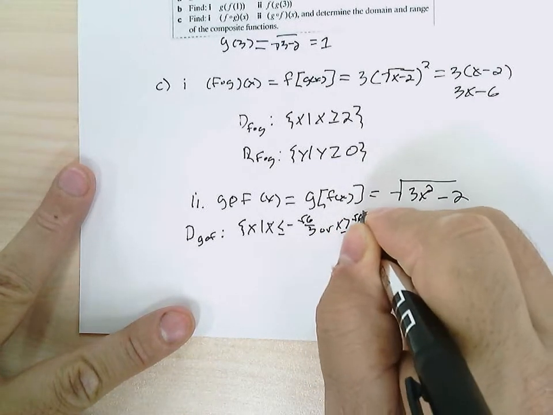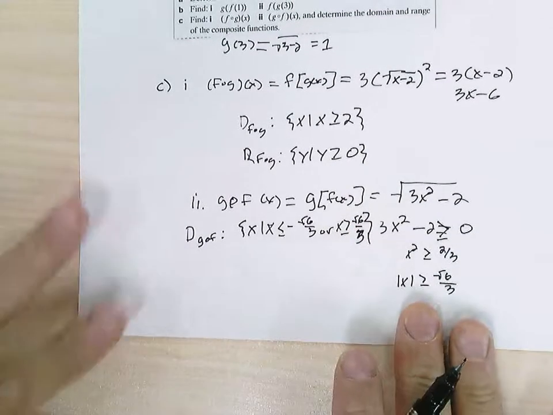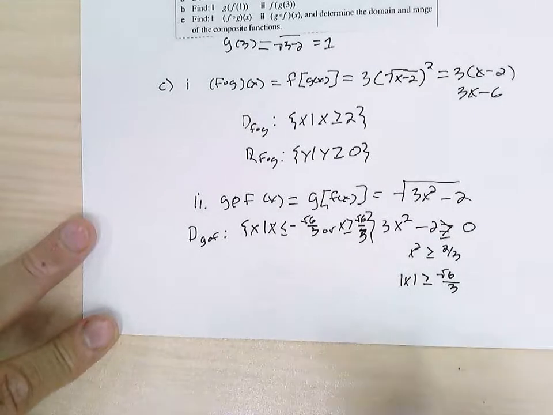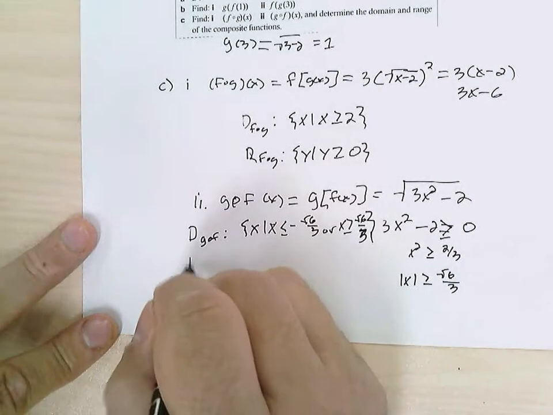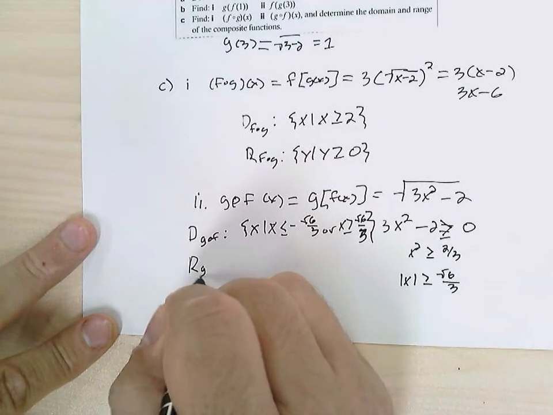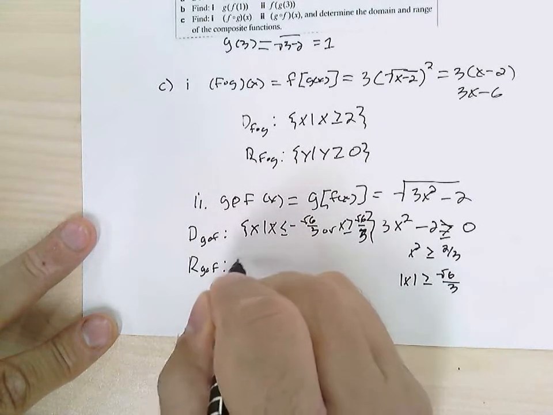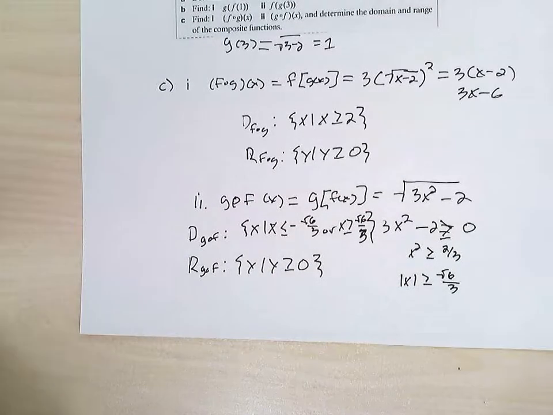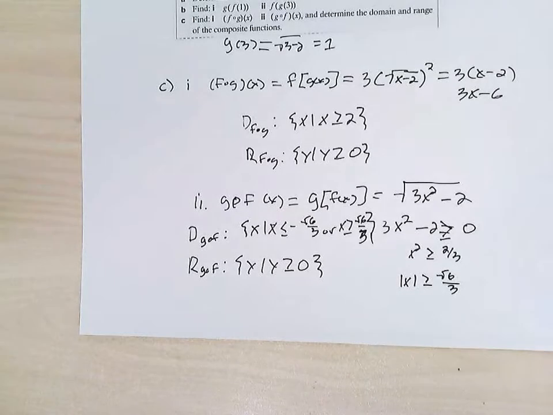Kind of running out of space here, sorry guys. A little bit messy in there, right? So it's got to be smaller than the negative of this and bigger than the positive of that, and our range of g of f is going to be y such that y is greater than or equal to 0. This is a root problem, but also if you look at this, y has to be greater than or equal to 0. So there you go.